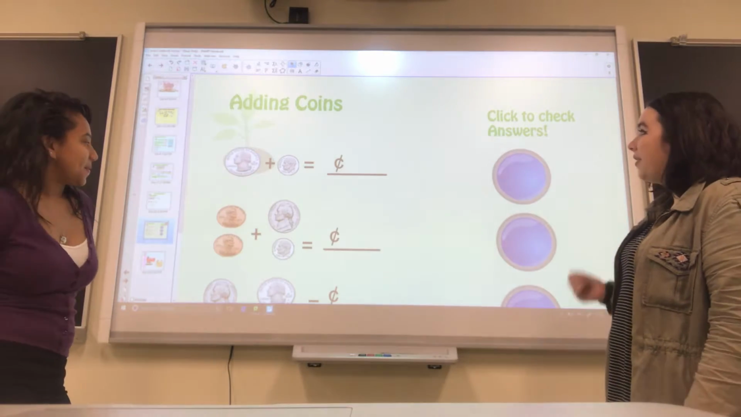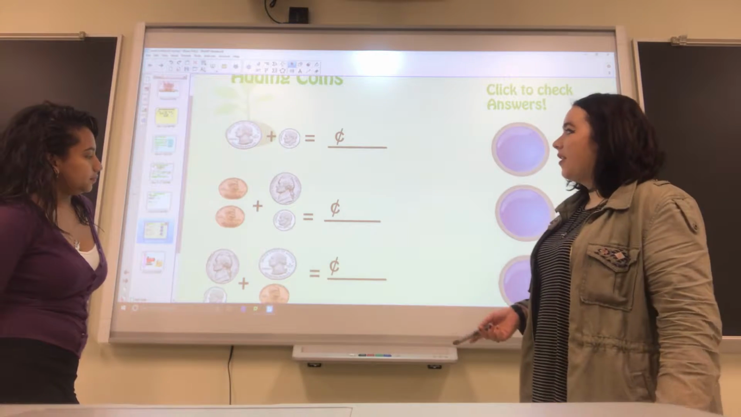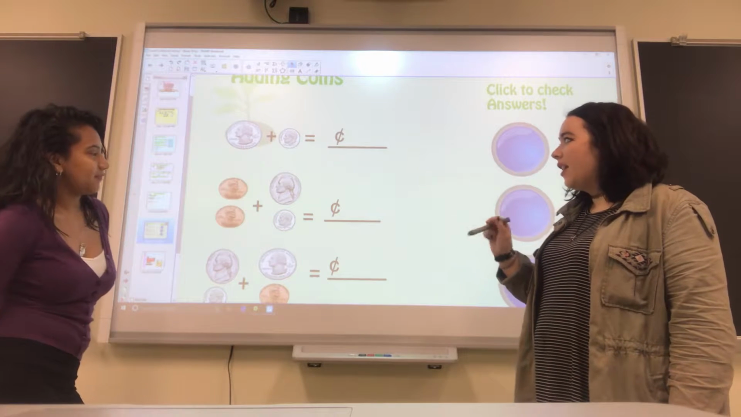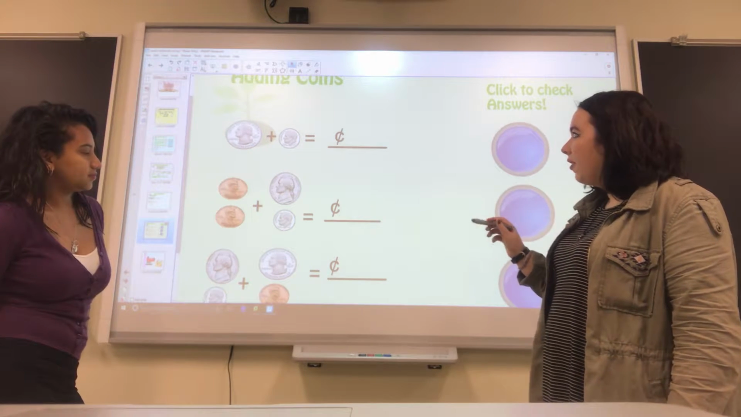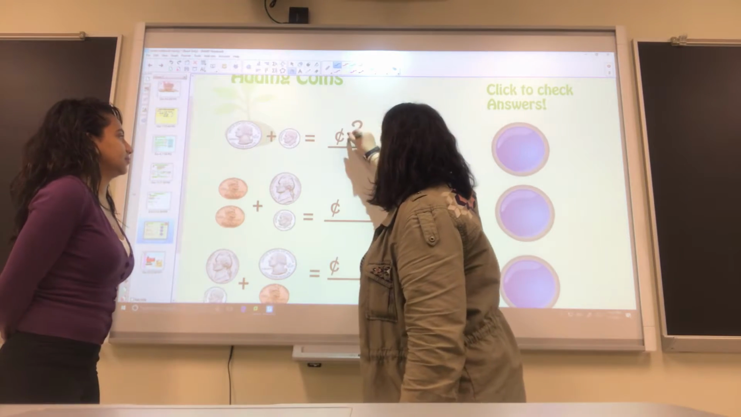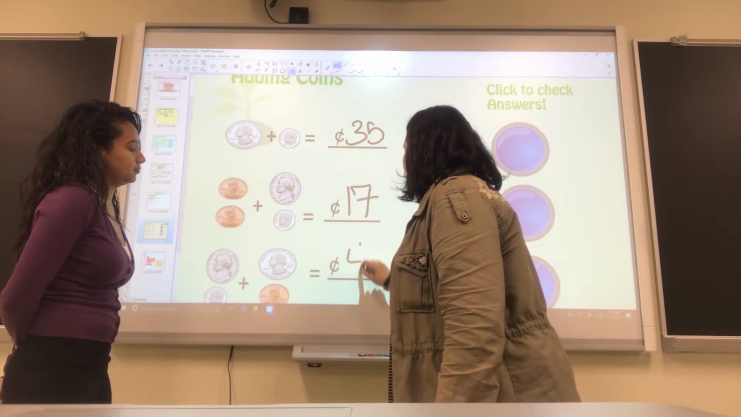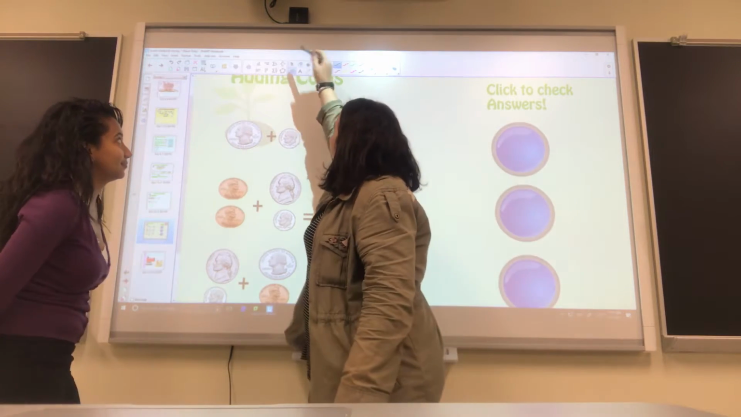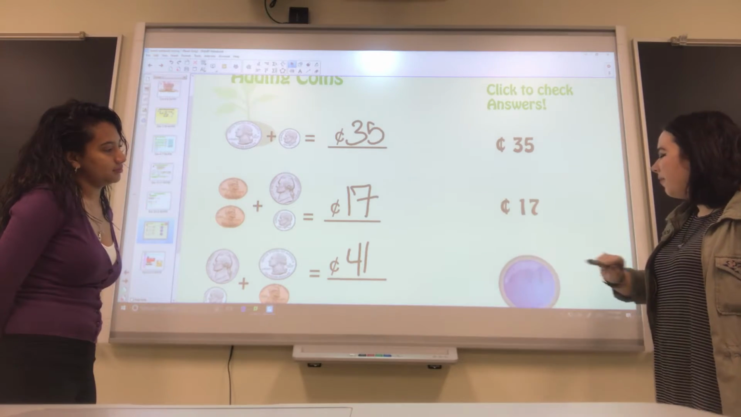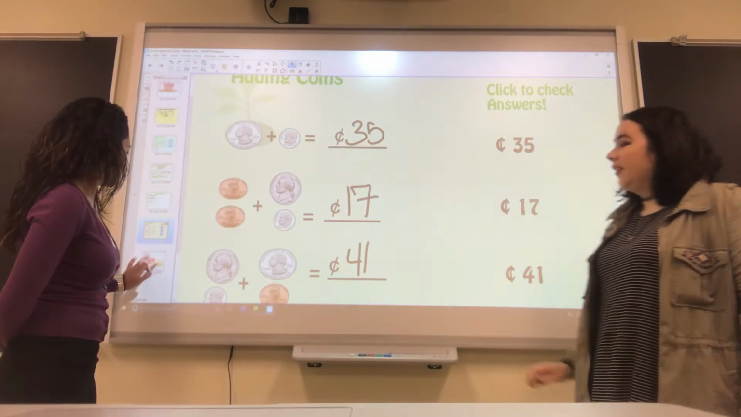This next slide has to do with adding coins and their values. So you could have students individually working at their desks to work on these equations because they have to recognize a quarter is 25 cents and then add that to the value of a dime, which is 10 cents. So as they're working, you can call on students to come up to the board and write their answers. And then when they're done writing their answers, you can have your students come and click on these to receive instant feedback, where the teacher is also allowed to assist the students in any way they need.